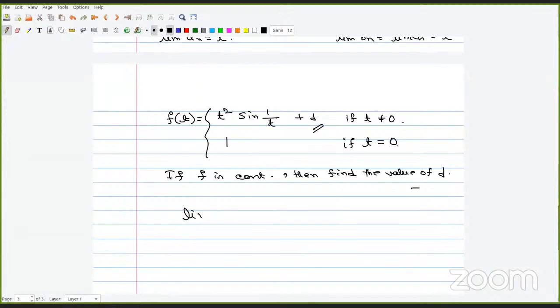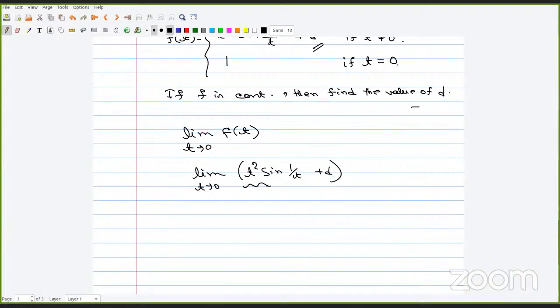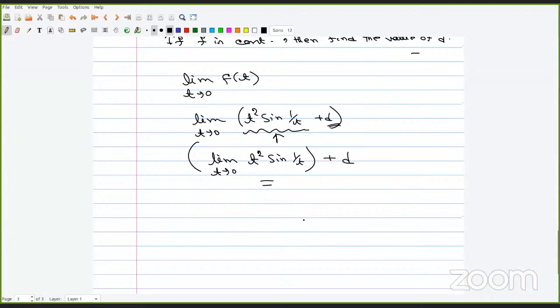So we want to find the limit as t tends to 0 of f(t). So basically, I want to find the limit as t tends to 0 of t square sine 1 by t plus d. Let's try to find this limit first, because d is independent of t anyway. If I just find the limit of t square sine 1 by t, and this d I can put outside, then it is enough.